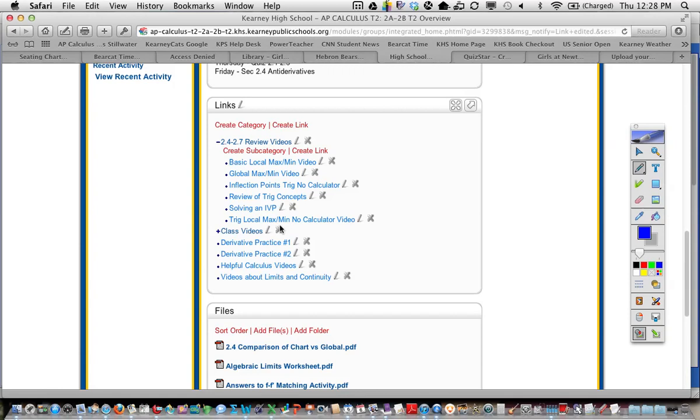Solving a differential equation or an initial value problem, like I was talking about there with the initial condition. So I've got one of those. And then I've got a trig local max min without a calculator, going through the number line and stuff. So if you can watch any of those, going through the steps, emphasizing what your work should look like, and so forth.